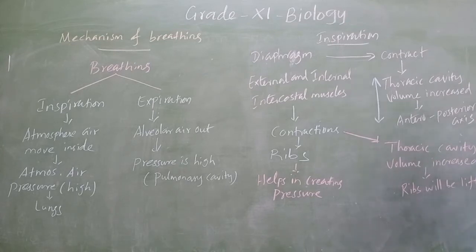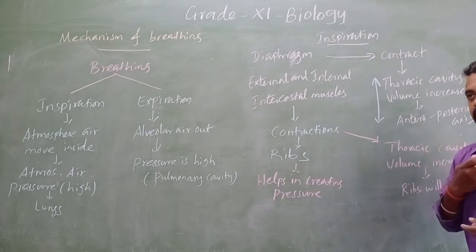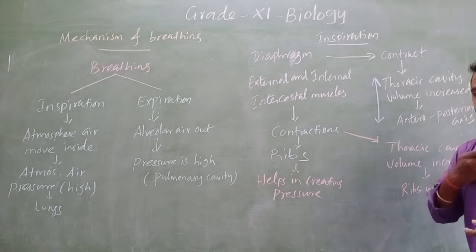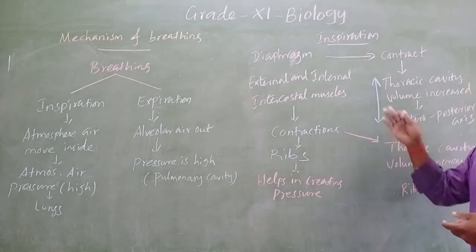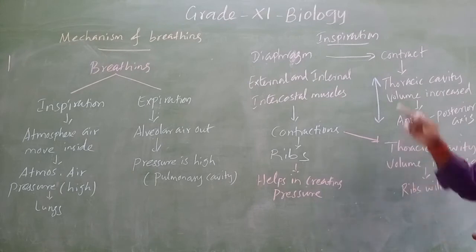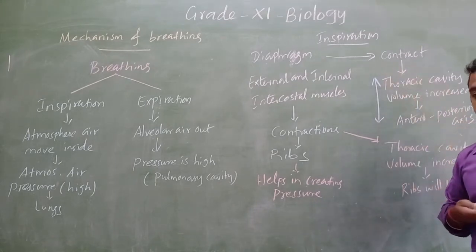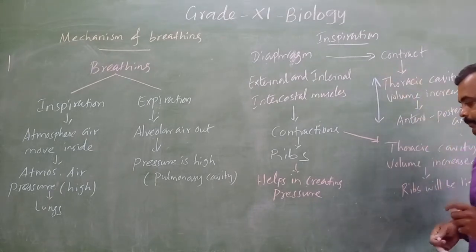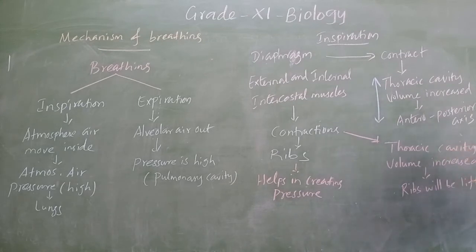So, while we inhale, our ribs will come forward. They are lifted by the intercostal muscles. But the diaphragm contracts, which means it moves downward. So here also the thoracic cavity volume is increased.